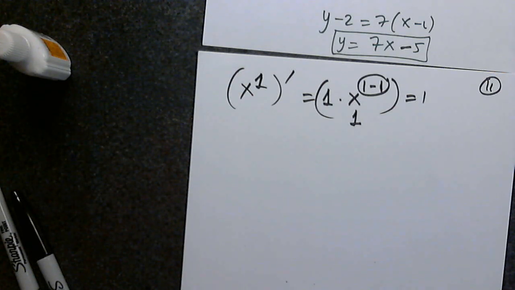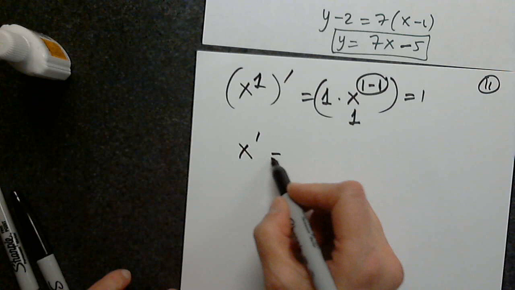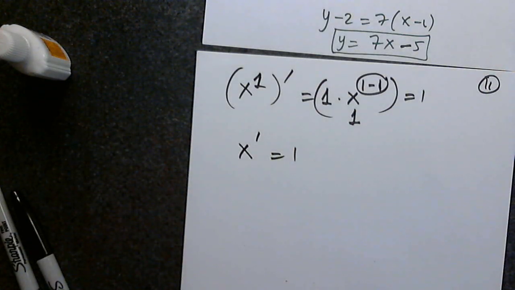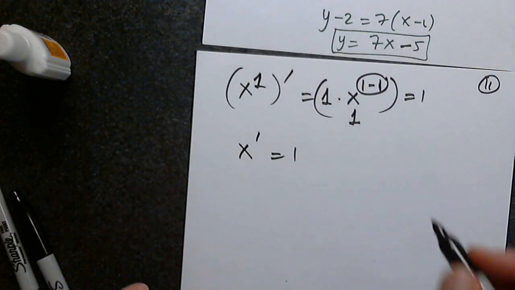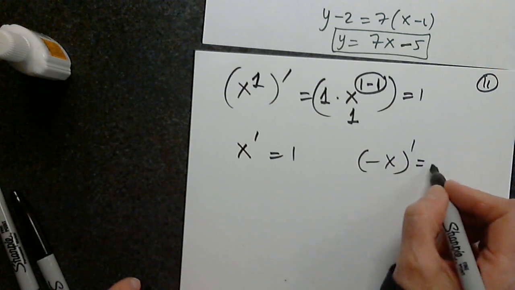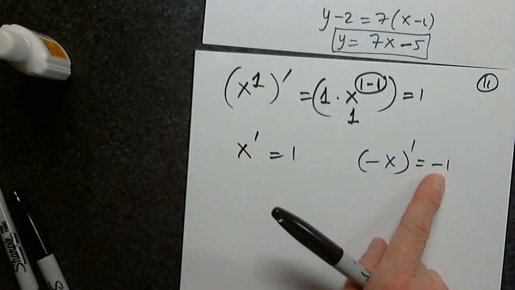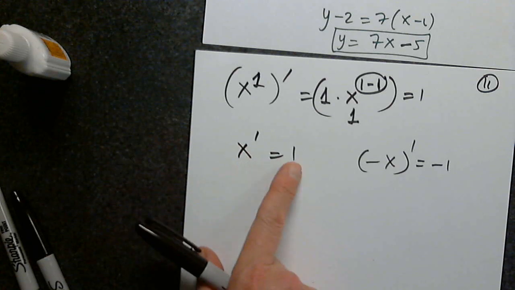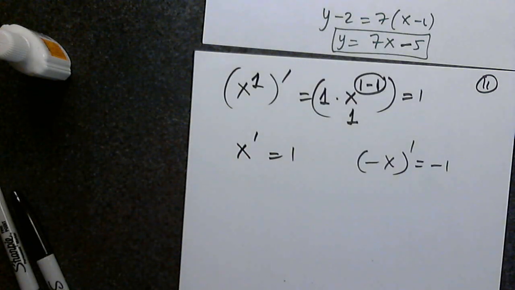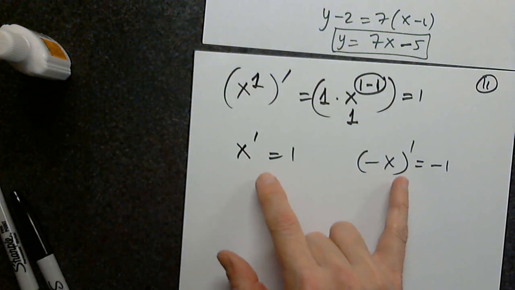Or just remember moving forward. If you want to write this down, that's fine too. X prime is 1. But now if it's negative x prime, it will be negative 1. So that's the slope of negative x. It's a linear function with slope negative 1. X is a linear function with slope 1, so the derivative will be 1. Is that clear?